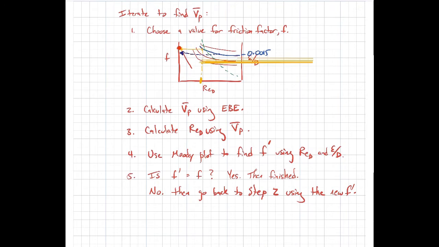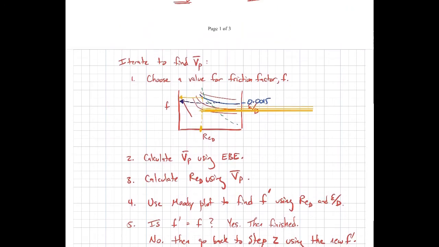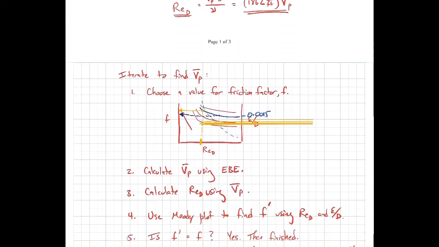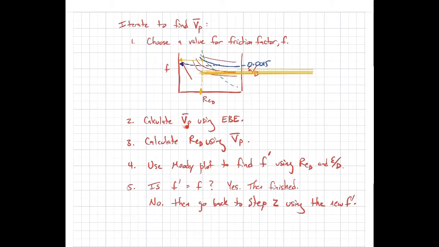So this orange friction factor, I will now use in my extended Bernoulli equation right up here. I'll use the new F prime here and then solve for the new velocity. And then use that velocity to find the Reynolds number, and I'll go back to the Moody plot and find an F double prime using my new Reynolds number and relative roughness. And then just keep iterating through this until it eventually converges, until the two friction factors are the same. And typically this will converge.